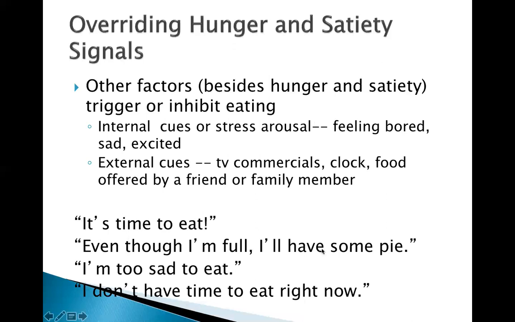This one is funny. Even though I'm full, I'll have some pie. We call this the second stomach phenomenon. And this is because when you're a kid, it's very easy to have your first stomach or your real stomach get full of all your veggies and your mashed potatoes and your protein foods and your milk. But then anytime parents or anybody else offers dessert, somehow you miraculously have room. And we call that room the second stomach. So it's very rare that people will be too full to eat dessert, and it's called the second stomach phenomenon.